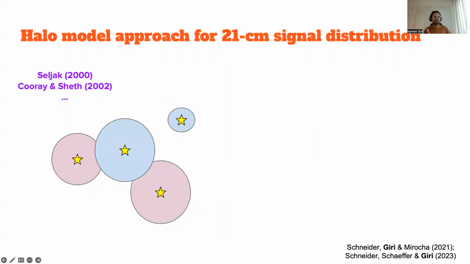This is a fair assumption as the light sources reside inside these halos, shown here with the star symbol. And the change in the signal happens around these sources. Here, the influence of each source is shown with the colored circles. As the ionized bubbles will grow and overlap over time, we have to carefully account for these overlaps.